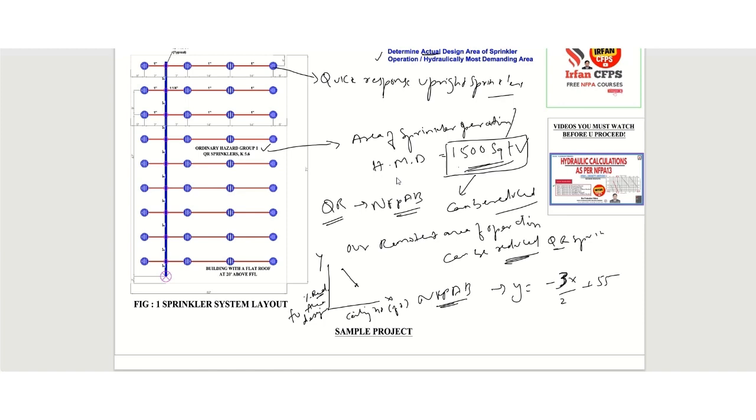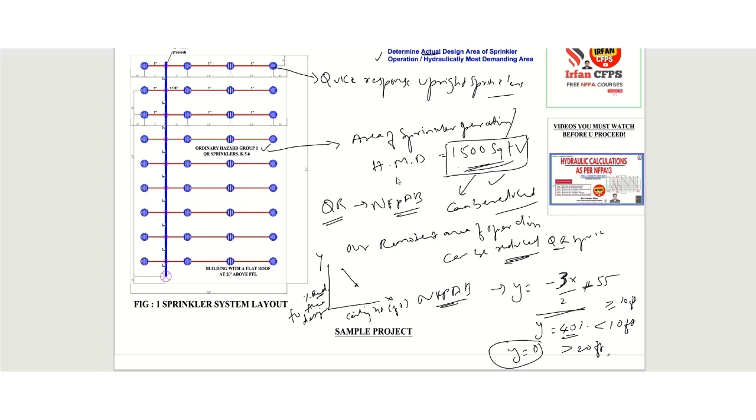y equals minus 3x by 2 plus 55. This formula has to be considered if the ceiling height is greater than or equal to 10 feet. Otherwise, we can reduce the design area by 40% if the ceiling height is less than 10 feet. And if the ceiling height is greater than 20 feet, then y is 0. It means we have to consider the same area.